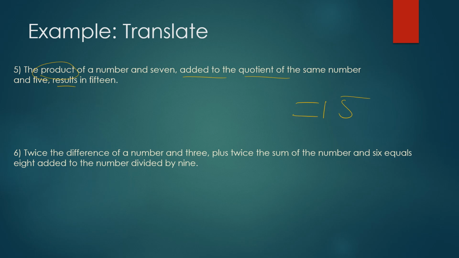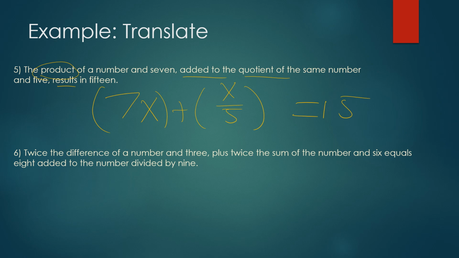So we're going to do the product of a number and 7. So we'll do 7 and x for our number this time. And we're going to add that to the quotient of the same number and 5, which is that same number and 5. And that results in 15. Putting the parentheses down is important because we want to make sure that the product is completed and the quotient is completed before we do the addition.